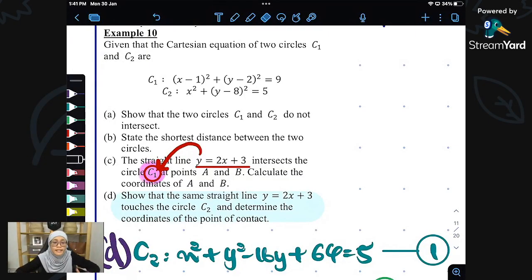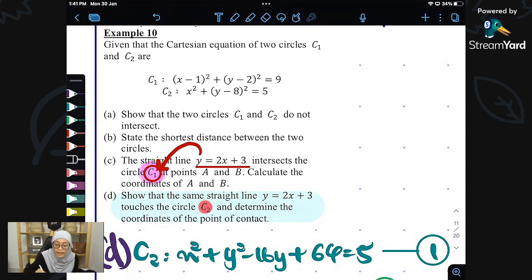Okay, let's solve the next question here, which is to show that the same straight line y equals 2x plus 3 touches the circle C2 and determine the coordinates of the point of contact. Okay, jadi dekat sini dia nak C2 pula.